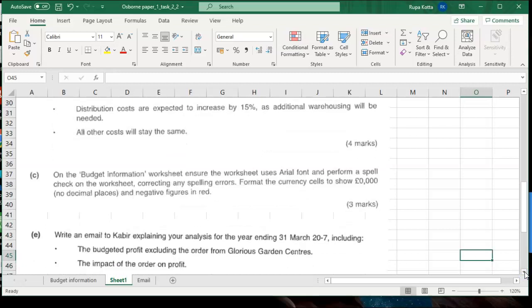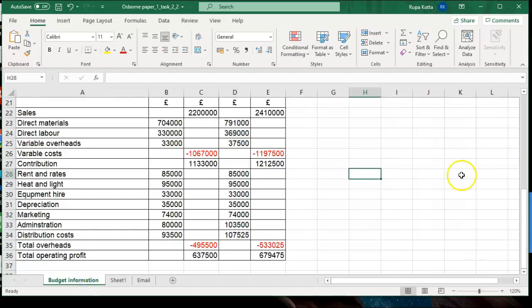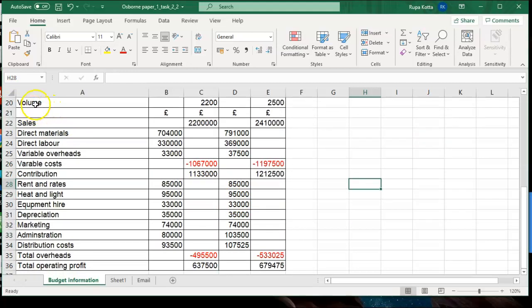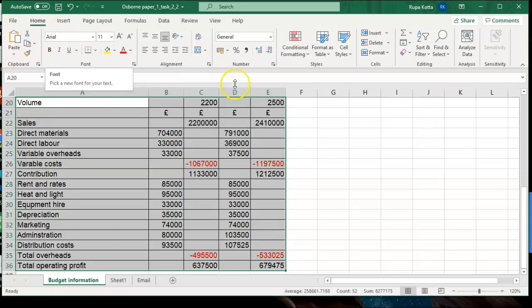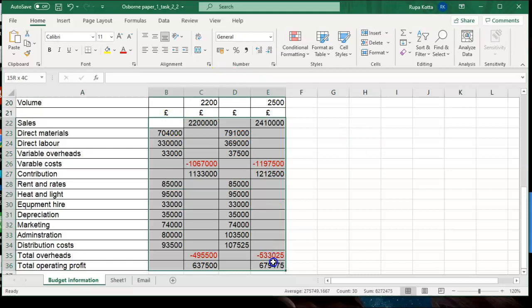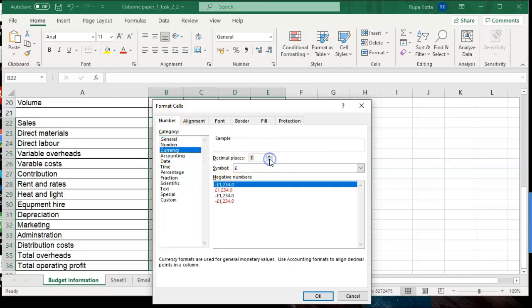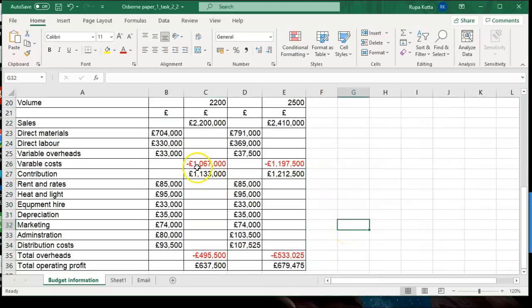On the budget information worksheet, ensure the worksheets use Arial font and perform a spell check on the worksheet, correcting any spelling errors. Format the currency cells to show pound sign with a thousand separator and no decimal places and negative figures in red. So that's what I was changing in red beforehand only. But if you did not change it before, you can change it now. Okay. So only negative figures in red. Arial font, spell check and everything. So let's make sure everything is in Arial font. Yep, everything is in Arial as you can see. 1000 separator with no decimal places, only for the currencies. Format, currency and no decimal places. 1000 places will come automatically when we do currency. And then negative figures in red, which is already done.